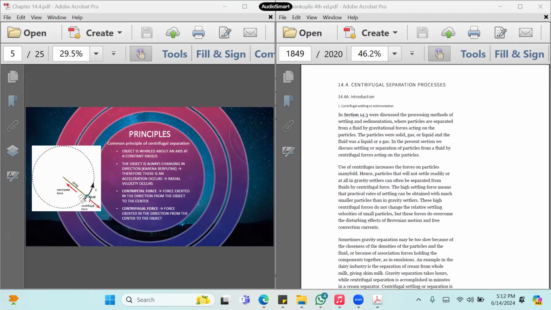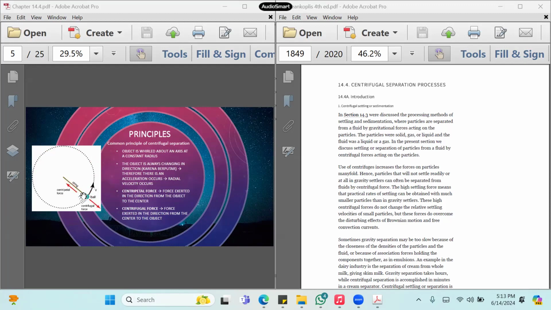The object is always changing in direction because it rotates. Therefore, the acceleration does not occur following the red arrows, but it follows the black arrow. So the velocity that occurs is the radial velocity.